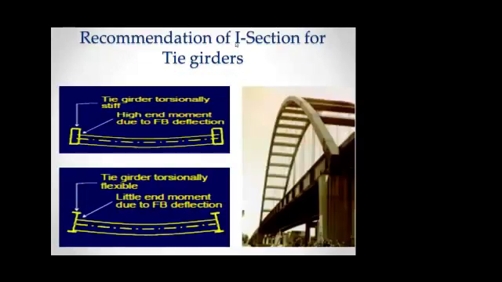And here is the recommendation for the tie girder. Why are we not using the box section? At the end, where the force comes into the two members, that is the end of the two supports, using the box section gives a high end moment due to the floor beams deflecting. Similarly, if you use the I section, there will be little end moment due to floor beam deflection. That is why we are recommending the I section for the tie girder. So when you are designing the bridge, you can recommend the I section for the tie girders.